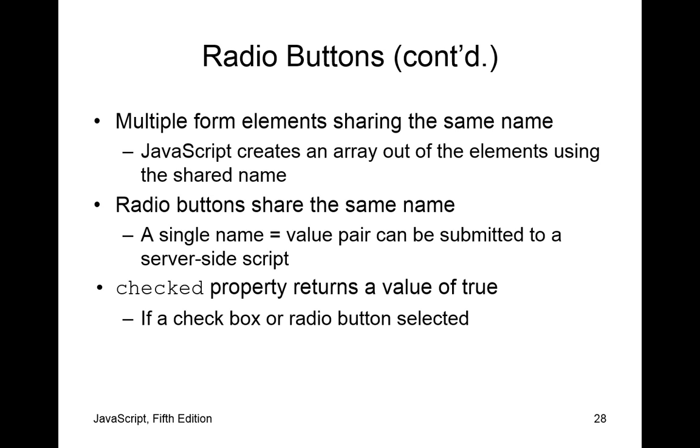If you have multiple form elements sharing the same name, JavaScript can carry them as an array for you. Like if you have radio buttons that share the same name, a name-value pair can be sent to the server-side script to function. The checked property: if it's ever checked, it's always going to be true. If it's unchecked, it's false.